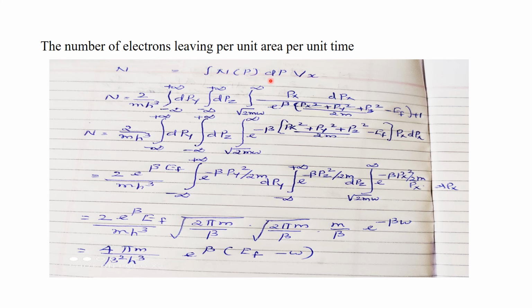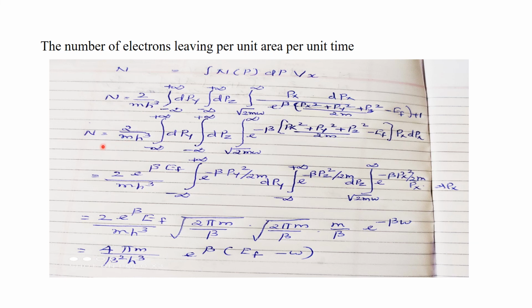Substituting these values from the above equation, N equal to 2 by h cube integral from minus infinity to plus infinity dpy, integral from minus infinity to plus infinity dpz, integral from square root of 2mW to infinity px dpx divided by e raised to beta into (px square plus py square plus pz square divided by 2m minus Ef) plus 1. Since W is of the order of 1 to 5 electron volt and only those electrons whose energies are in excess of W contribute to the emission, we may ignore the term unity in the denominator.